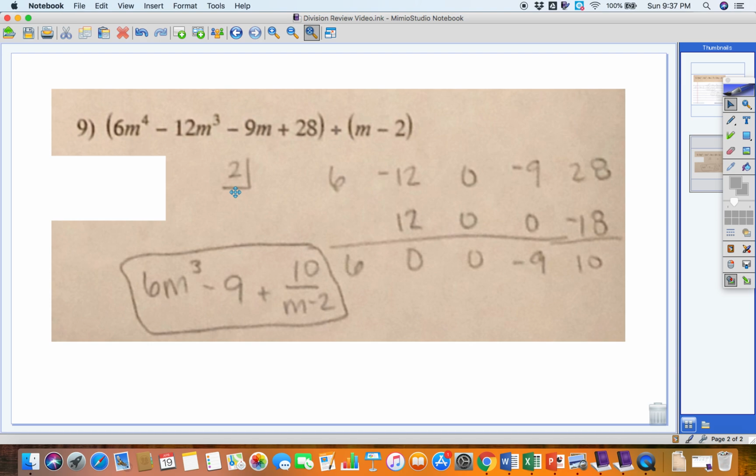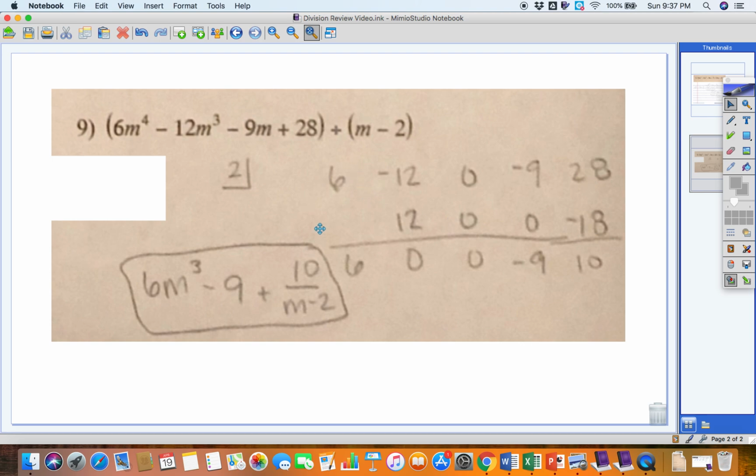Then whenever you divide polynomials, you have to make sure you have one of each term in descending order, which is why I picked this example. So here we start with m to the fourth, m to the third, m, and then no m squared. We are missing m squared. So when I write down my coefficients here, 6, negative 12, negative 9, and 28, I leave a 0 in place for the m squared because you have to represent every term. So again, our coefficients are 6, negative 12, 0, negative 9, and 28.